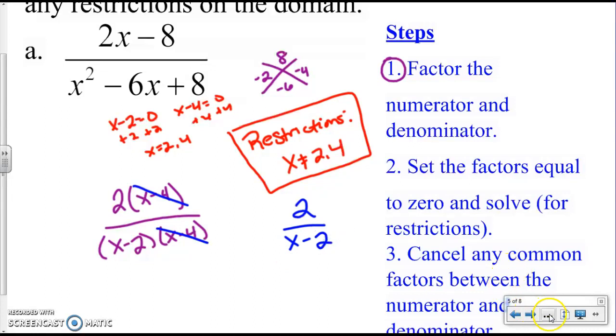The most common mistake that I see here is that students try to cancel these 2's. You cannot do that if there's a plus or minus sign separating the 2 from something else. You can only do it when they're in parentheses as a whole group.